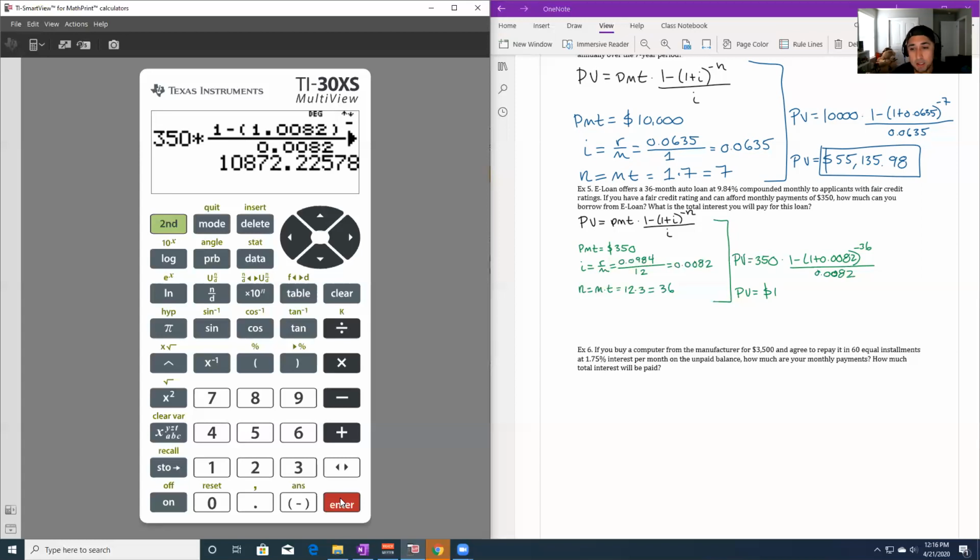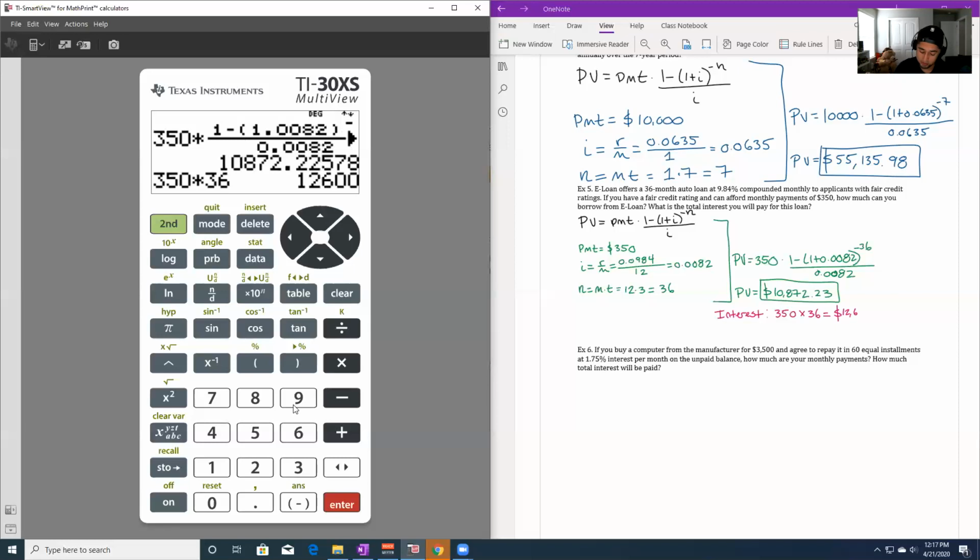What is the total interest you'll pay for this loan? So down below, we'll just say interest. We are making $350 payments for 36 months. So that would be 350 times 36.